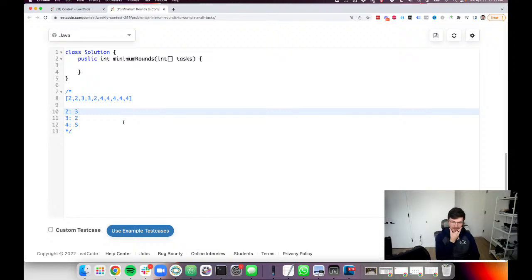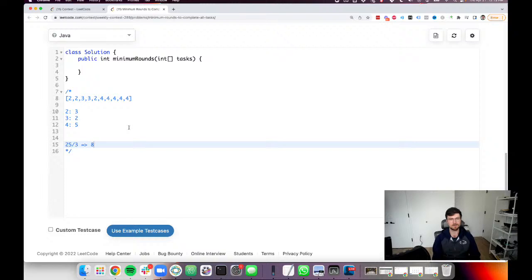So essentially what I think we can do is, for any number, I'm thinking could we divide by 3? I think that we could divide by, or do a mod of 3. Let's just look at an example. Let's say that we had 25 tasks. If we divide by 3, that's going to give us 8 because it would be 24 and then we have 1 left over. So 25 mod 3 would be 1.